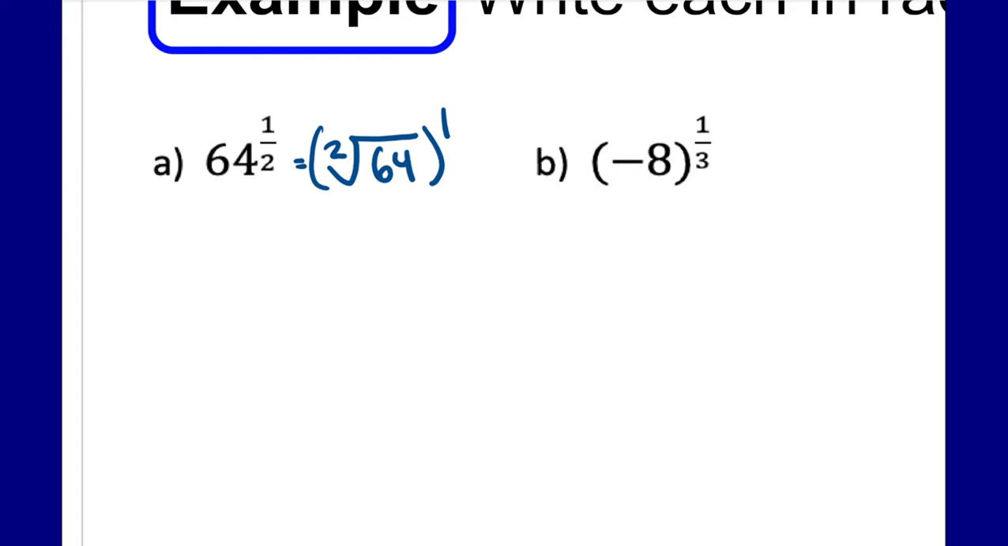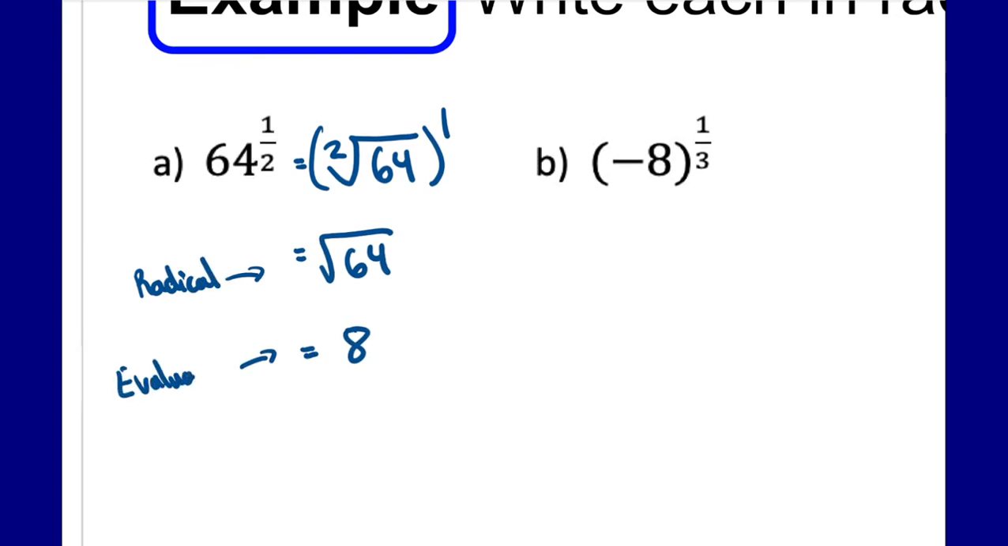Now that's a little bit messy, so let's simplify it a bit. I don't need to write this exponent of 1. And I also don't need to write the 2 in front because no value there implies that it's the square root. So I can just write the square root of 64, which evaluates into 8. So I've written it in radical form, and then I've evaluated it.